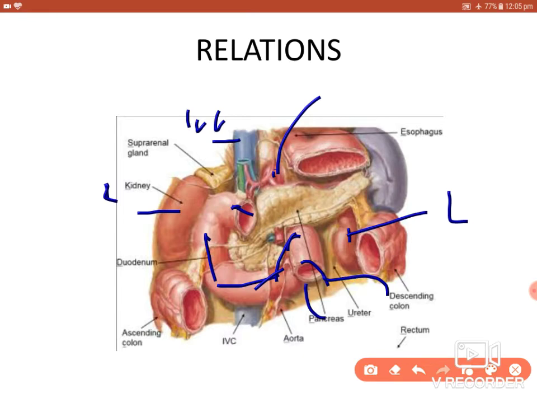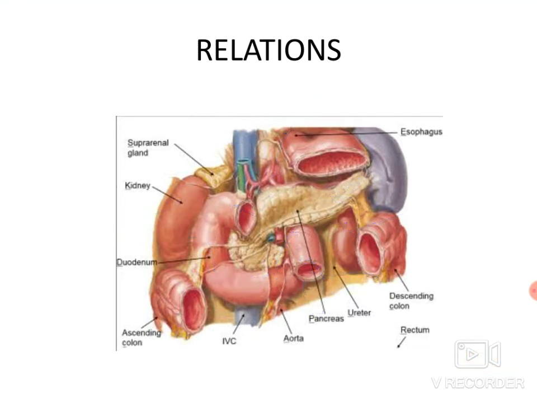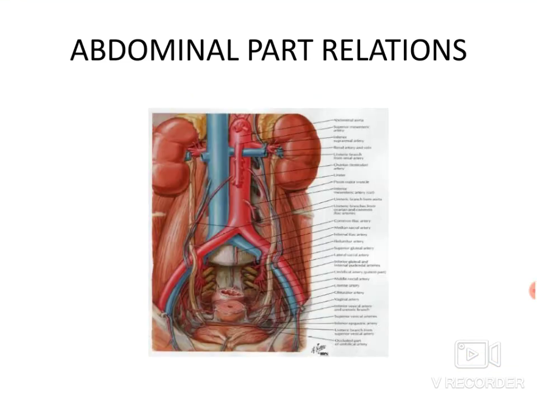The right kidney anteriorly near the hilum has the second part of the duodenum. In addition to the renal vessels, on the right side there is the second part of the duodenum. On the left side there is the tail of the pancreas. Posteriorly, there is the psoas major muscle.